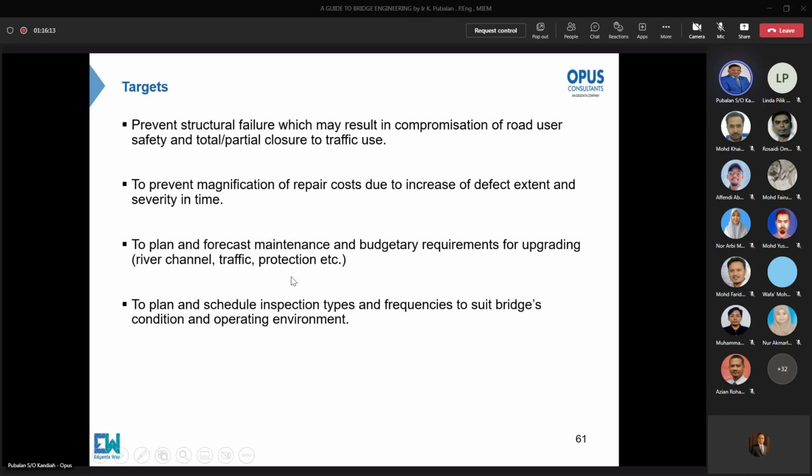This is for river, channel, and traffic. And of course, the other target is to schedule inspection and frequencies. Given the operating environment, where you have a lot of traffic, factories and all, maybe you want to reduce your inspection interval from 2 years to 1.5 years. So you can play it around to suit the condition. So the BS guideline is only a guideline. It says you must do your inspection every 2 years. It's okay, but if I have some bridges in bad condition, I can always reduce the frequency to yearly, right?